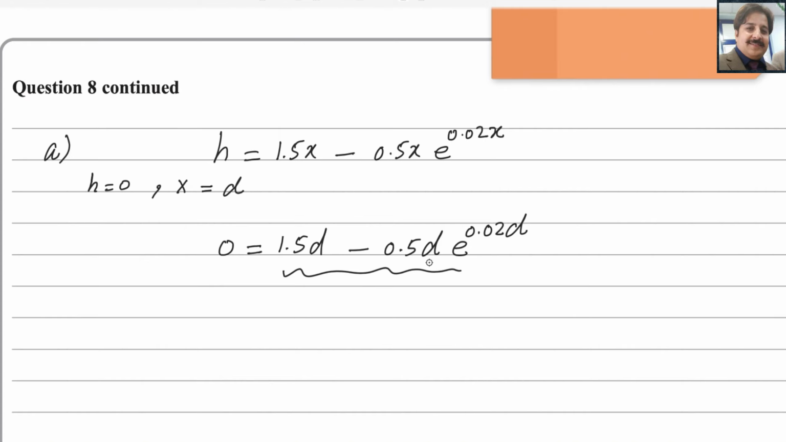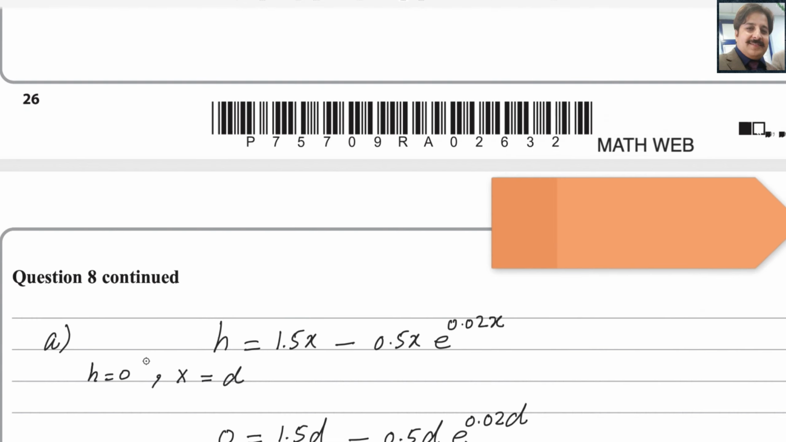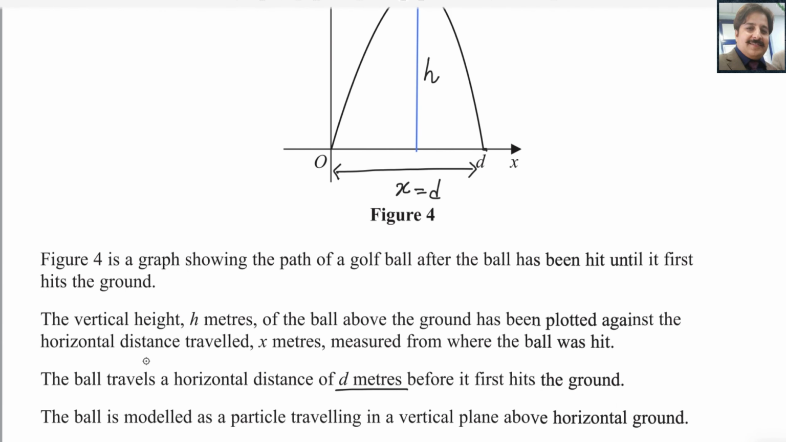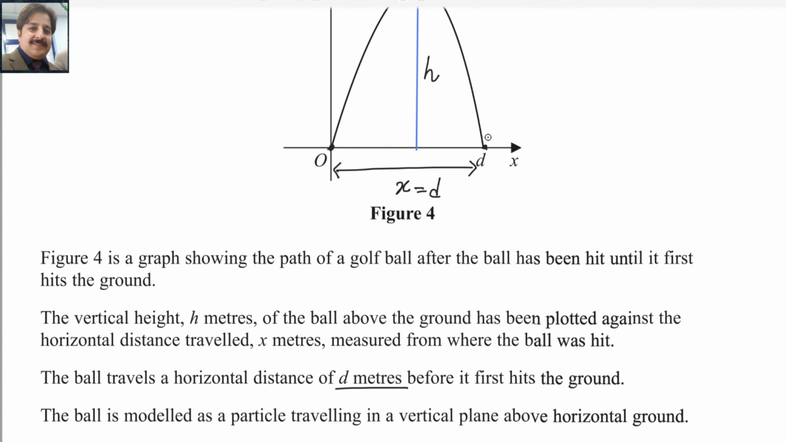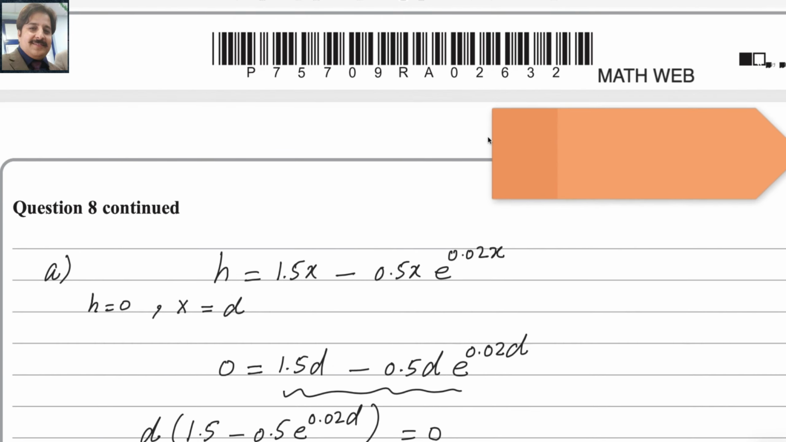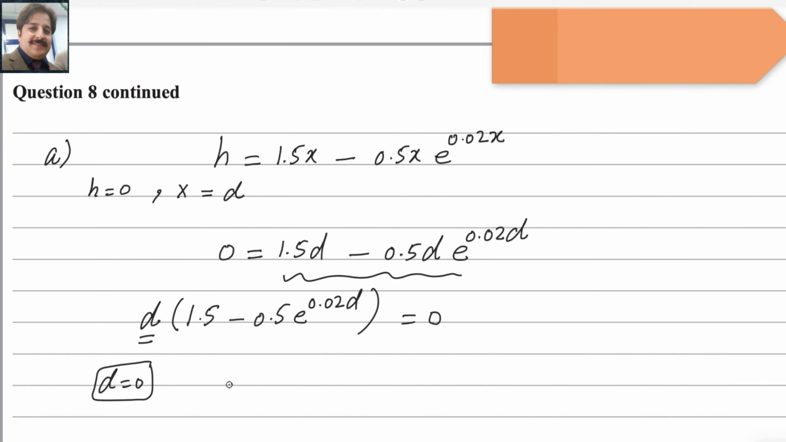From these two terms, d is common, so you can keep d outside of the bracket, so it will be d times 1.5 minus 0.5 e to the power 0.02d. Now you have two factors equal to 0. First factor equals 0, d equals 0, which we already have. Let me show you the graph. At this point d equals 0, but we need to find this d. So you have to solve the other factor.